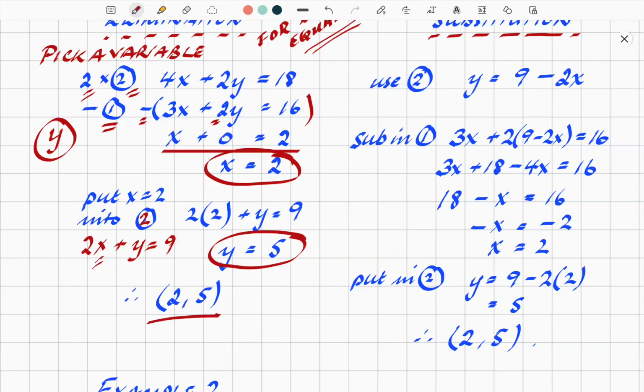Remember that the value of x and y that satisfy both equations is actually a point of intersection between two lines, or two curves if you like. And so we can actually write it as coordinates.